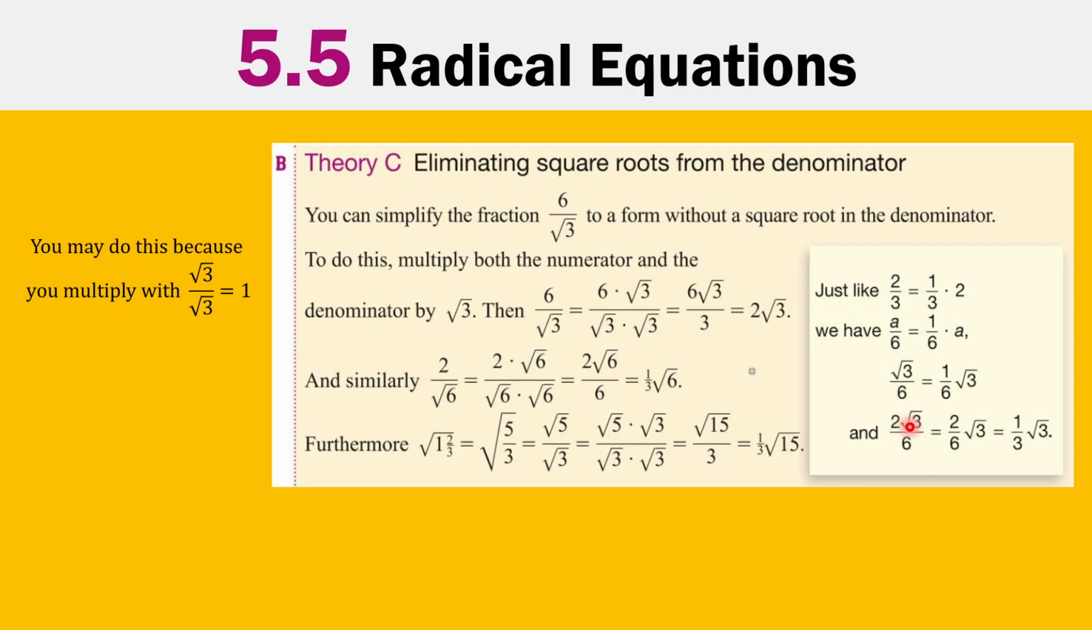So 2 root 6 divided by 6 is the same as 2 over 6 times root 6 equals 1 over 3 root 6. And that's why in this case the root disappears. 2 divided by 6 is 1 over 3. We put it in front, root 6. You can also do it differently, I can show you in the lesson how you can also do a different intermediate step. But here, split it first, 2 over 6. 2 over 6 simplifies to 1 over 3.